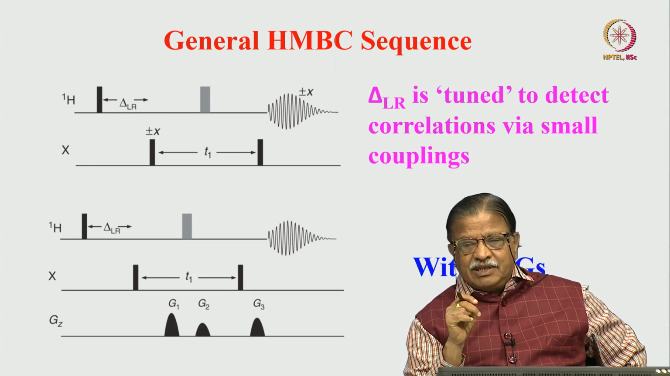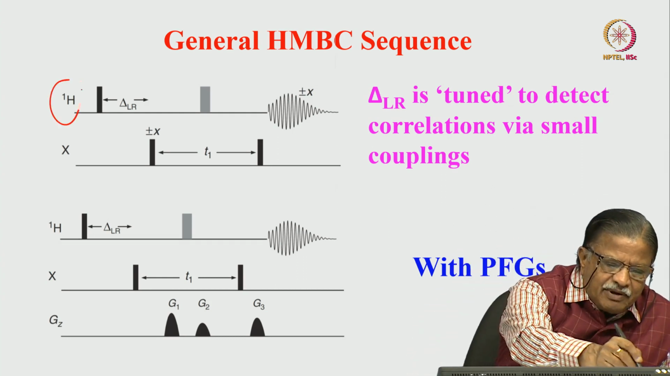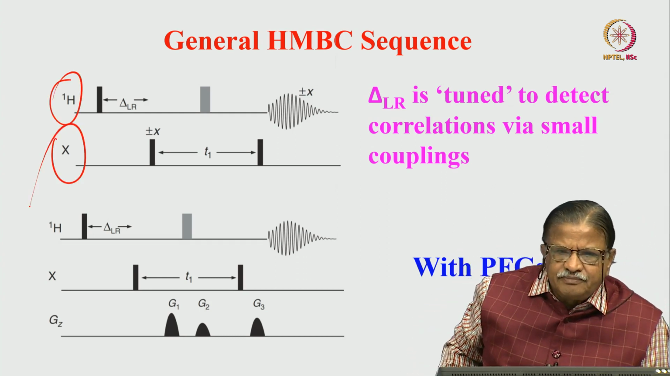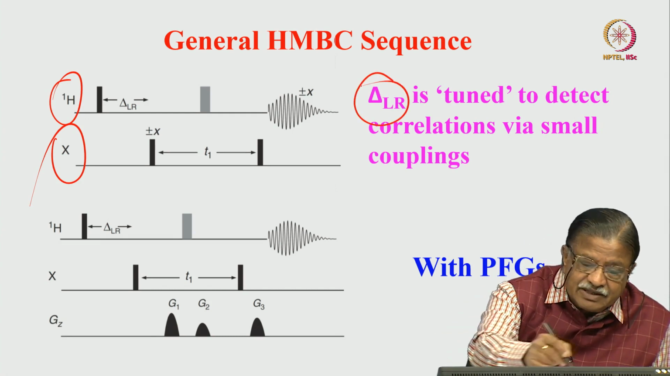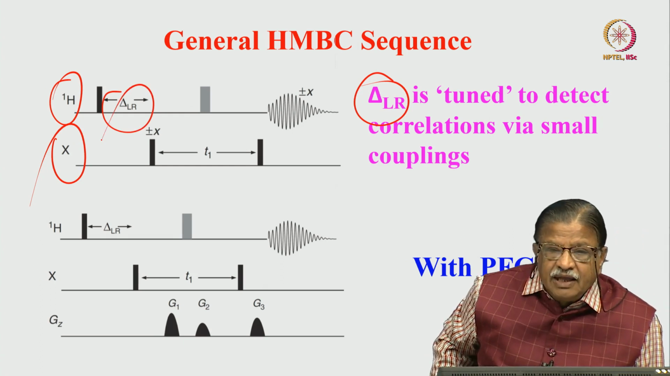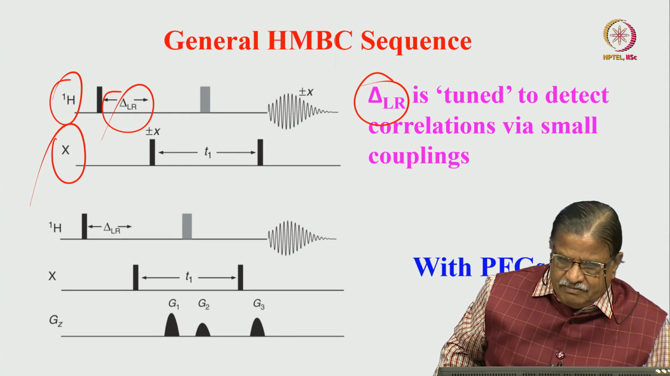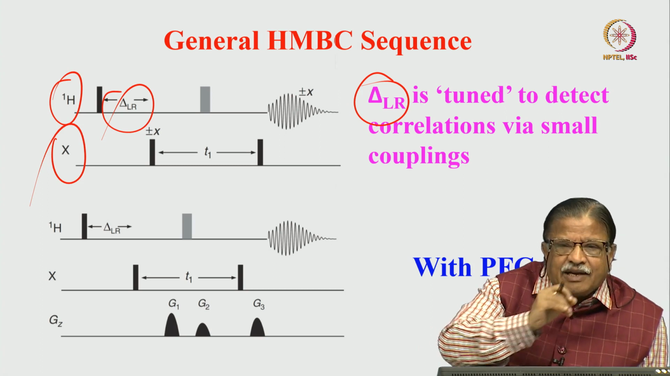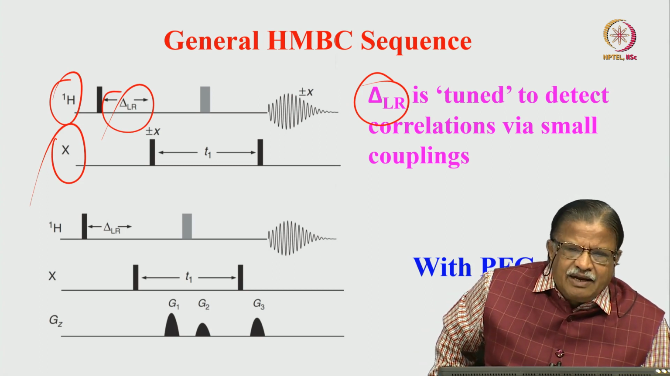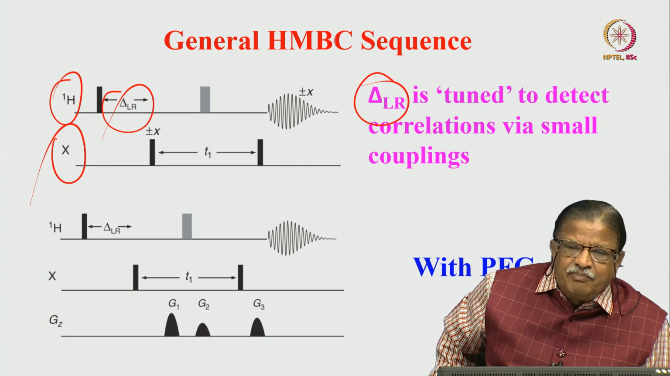The HMBC sequence is a different one. Look at it. It's a simple proton carbon. Here we have a filter called a long range filter, which is given the symbol delta LR. This delta LR is tuned to detect correlation via small couplings. Here we deliberately have to suppress the one bond coupling. Remember, we have a long range correlation to be detected. So the one bond correlation will be of huge intensity. We have to subtract that. That is an important challenge here.